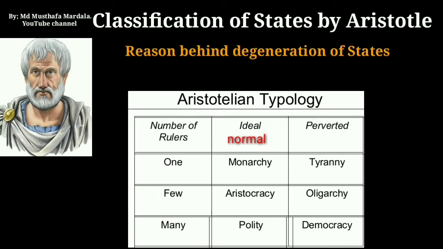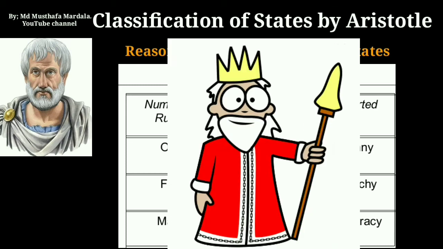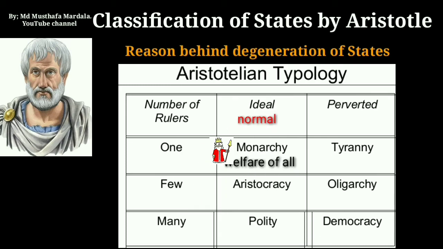Aristotle, in his masterpiece, the Politics, gave the reason behind the degeneration of the states. He says if there is a state which is ruled by one and he is looking after the welfare of all, then that is monarchy. If there is a state which is ruled by one and he is looking after his own glory and is not at all concerned about the community, then it is tyranny.